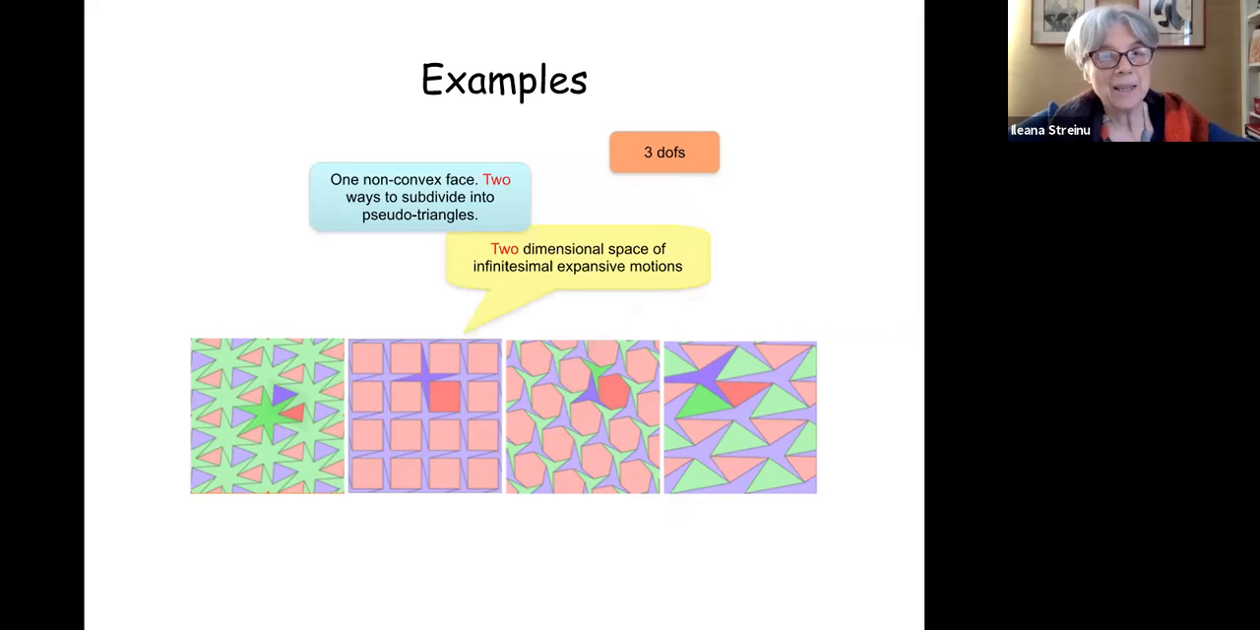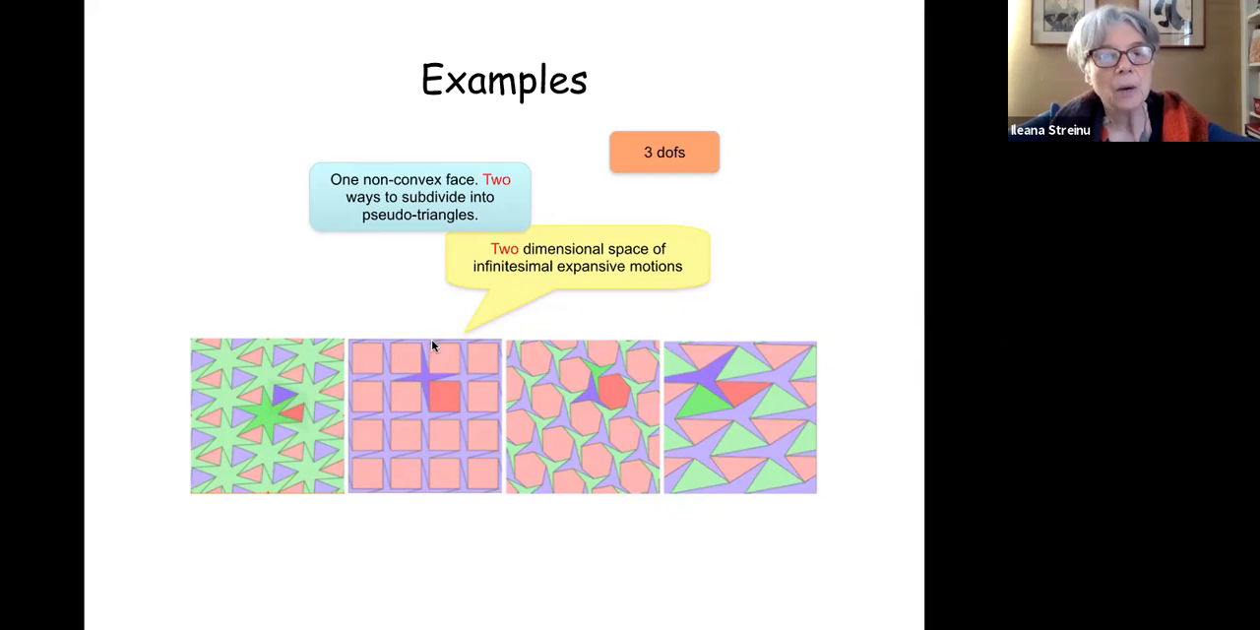The next one, this is also interesting. So this one has only 1 non-convex face. So this beast here in the middle is repeated periodically. And there are 2 ways of dividing it into pseudo-triangles. And again, if I view the squares as being fixed, it's one perspective. If I view them as deformable, it's another perspective.